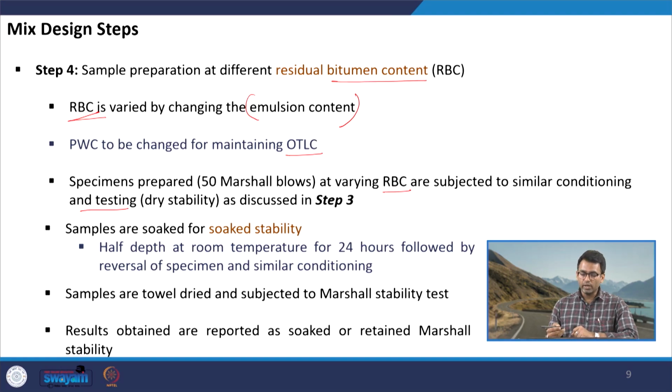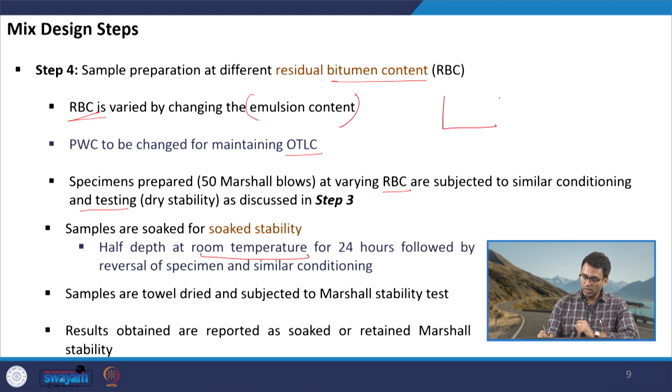So, how do I soak the sample? I cannot use the conventional soaking as we have seen in the hot mix asphalt, which was soaking the sample at 60 degrees Celsius for 30 to 40 minutes, because cold mix asphalt can break at such high curing temperature. So, that is why what we do, we cure it or we soak it at room temperature, basically not at 60 degrees Celsius, in 2 steps.